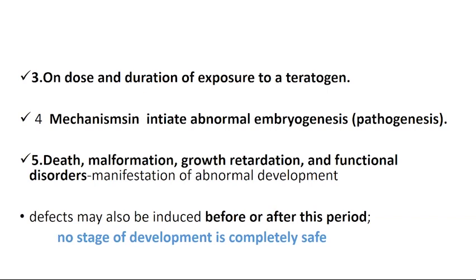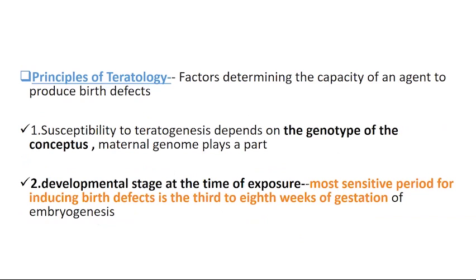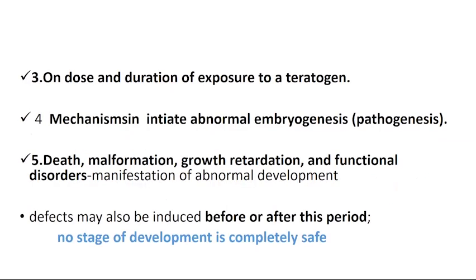Defects may also be induced before or after this period. That is, no stage of development is completely safe. So these are the principles, the factors determining the capacity of an agent to produce birth defects. That is, the genotype, the time period at which the teratogen is acting, how much dose the baby is exposed to, the mechanism to initiate the abnormal embryogenesis and how effective that is, death, malformations. All these may be induced before or after this time period. So no stage of development is completely safe.